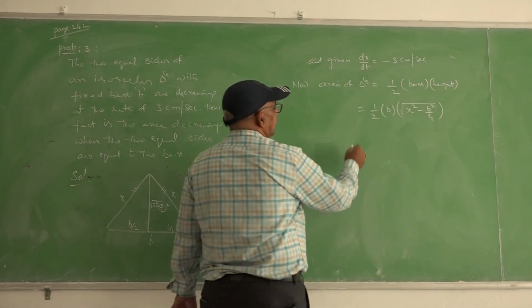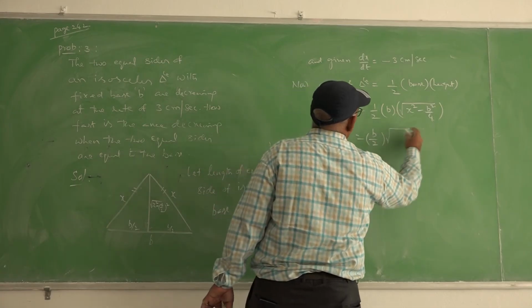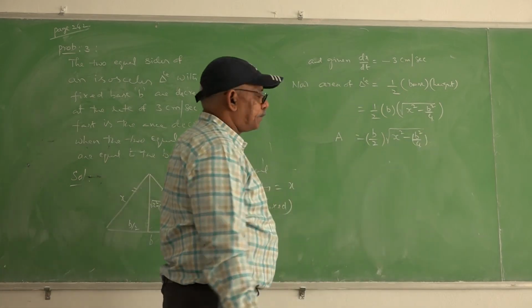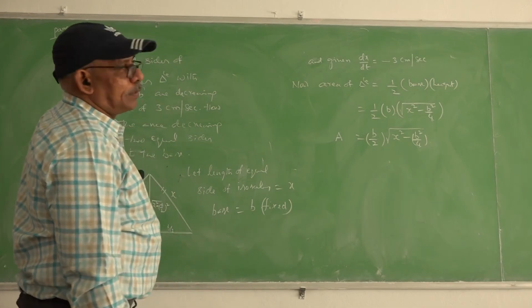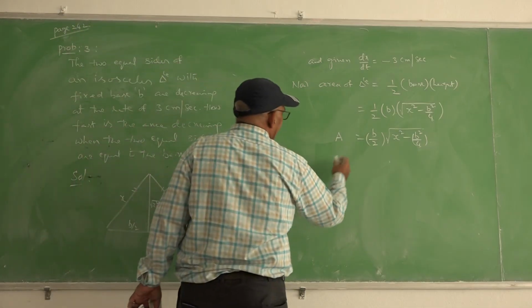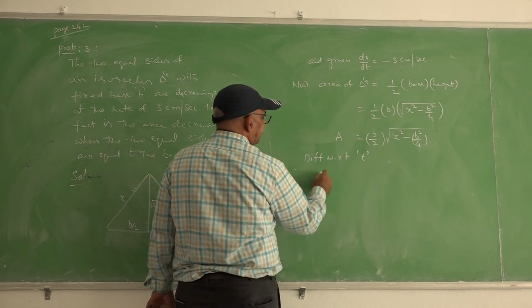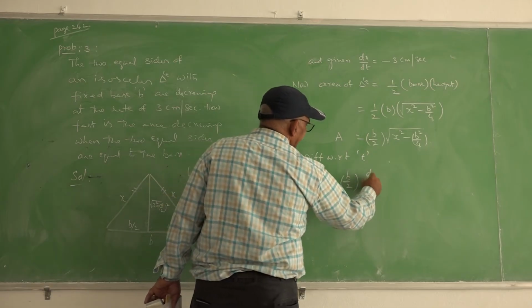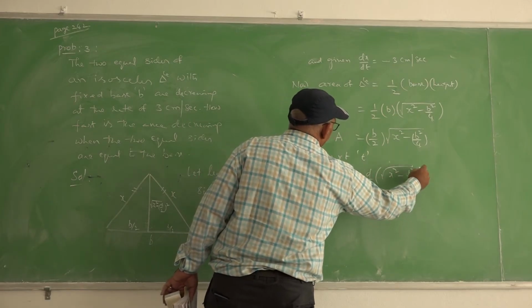That is the base. Let us suppose area A is b by 2 into root over x square minus b square by 4. Now, the rate of change in area with respect to x, rate of change in x. Now, differentiating with respect to t on both sides, dA by dt equal to b by 2 is constant, d by dt of root over x square minus b square by 4.